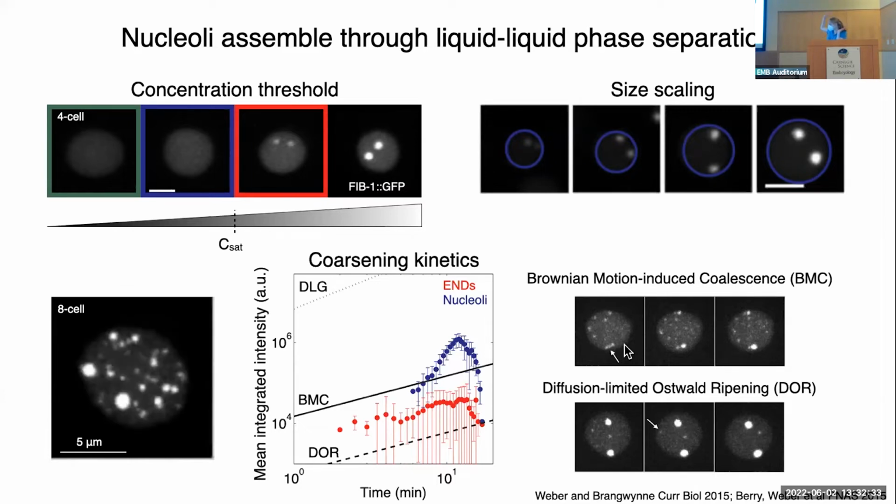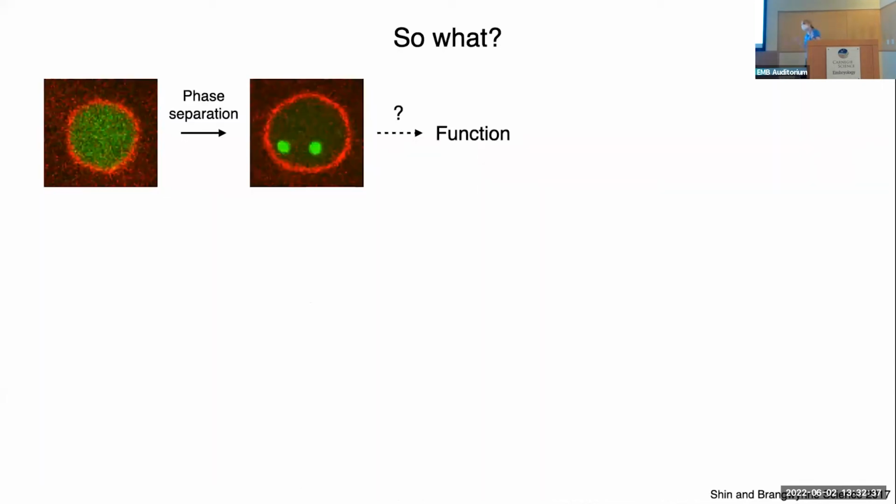So we concluded that nucleoli assemble through liquid-liquid phase separation, which was really cool. And I was very excited that we could predict the size given the size of the nucleus, given the size and concentration of the cell.